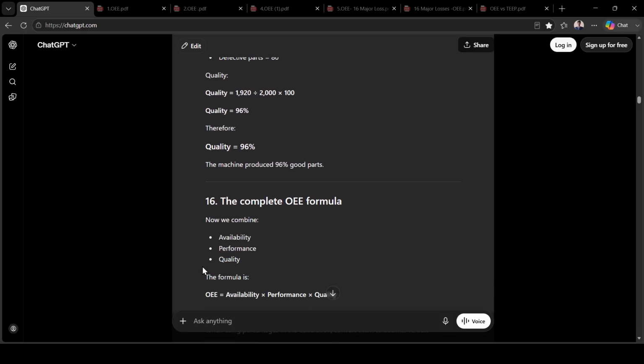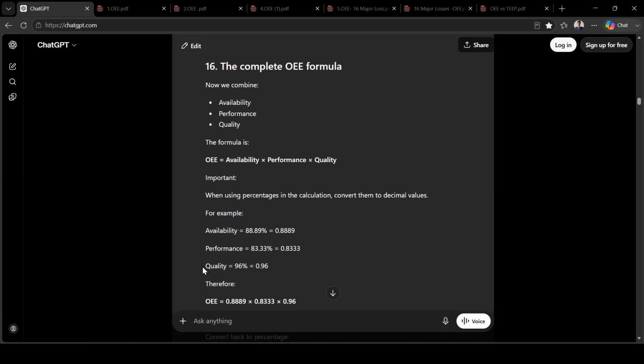And now the complete OEE formula, with all of the factors. Now we combine availability, performance and quality. The formula of OEE equals availability times performance times quality.